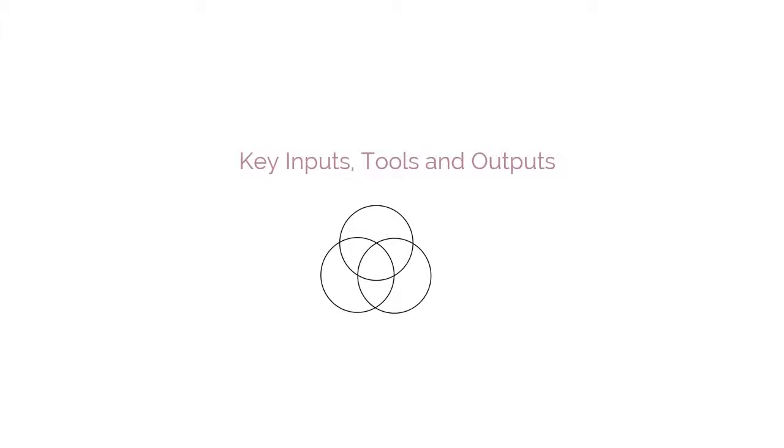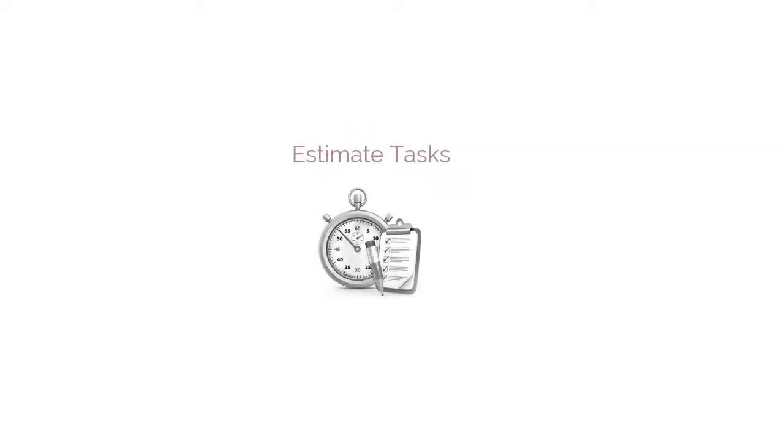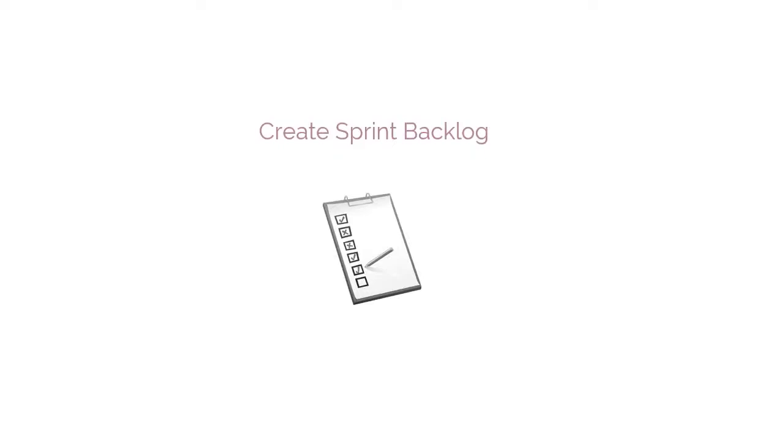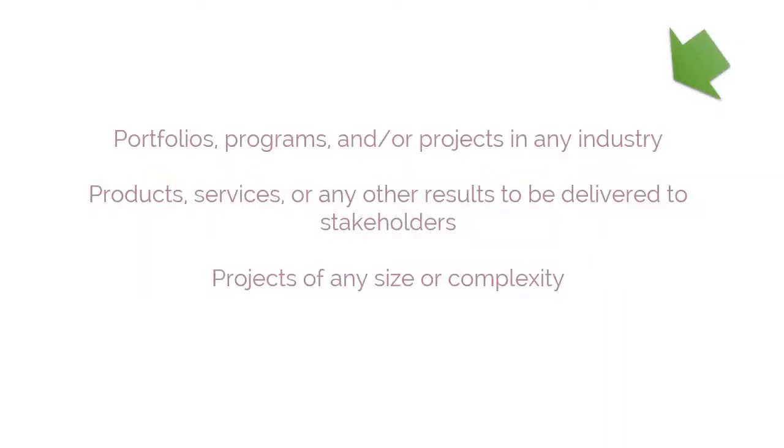The processes that are part of the Plan and Estimate phase are Create User Stories, Approve, Estimate, and Commit User Stories, Create Tasks, Estimate Tasks, and Create Sprint Backlog. Plan and Estimate phase, as defined in A Guide to the Scrum Body of Knowledge, or the SBOK Guide, is applicable to the following: portfolios, programs, and/or projects in any industry, products, services, or any other results to be delivered to stakeholders, projects of any size or complexity.